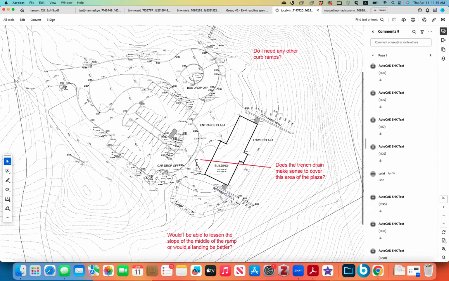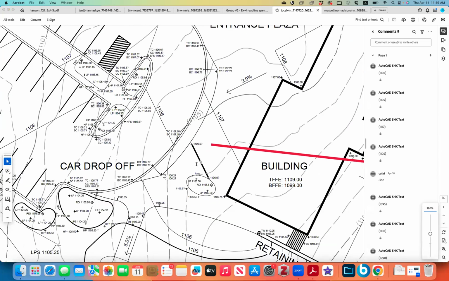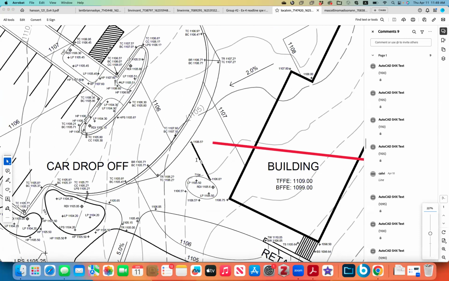Let's take a look at the trench drain over here. This one, yeah, this one works. Well, you need to label this as bottom of trench drain, okay? Bottom of trench drain 1106.00. That works. And then RDI, sure. LP. Well, your LP is not low enough. You only have 0.1 water depth. That's really, really shallow. Push the LP down a bit.